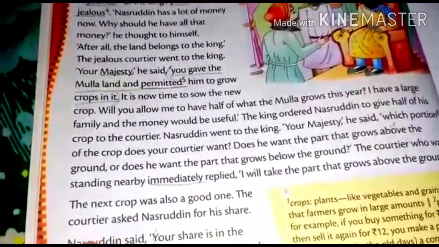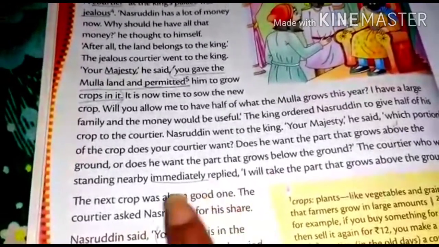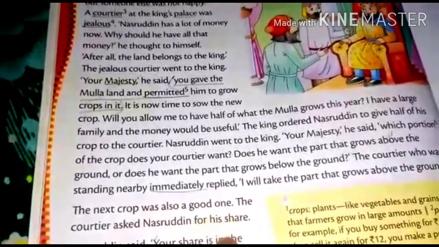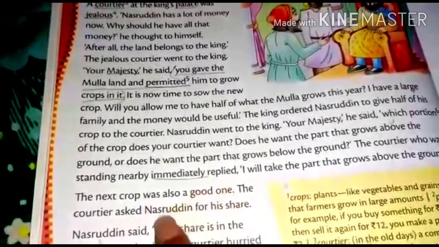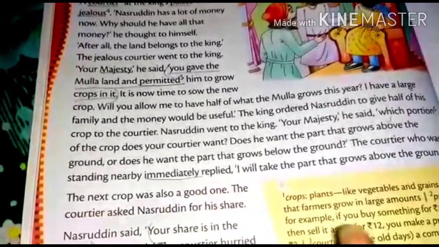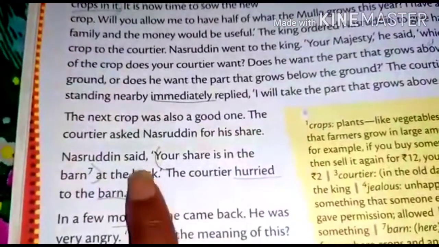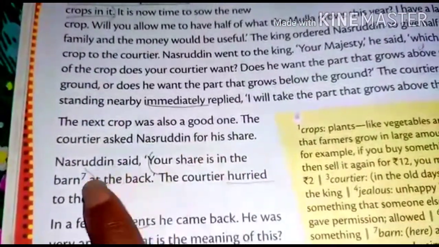The next crop was also a good one. So the courtier asked Nasiruddin for his share. Now what does he do? The courtier goes to Nasiruddin and says, where is my share? Nasiruddin said, Your share is in the barn at the back.